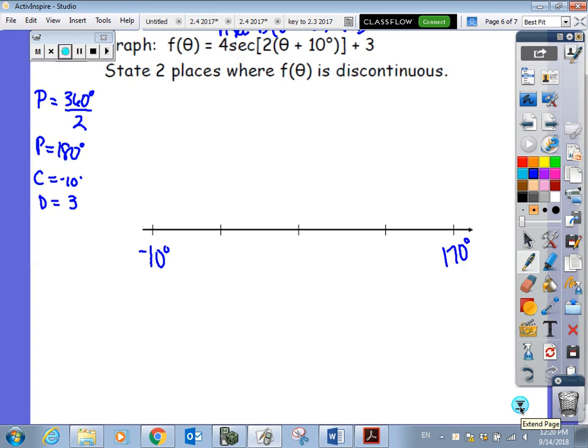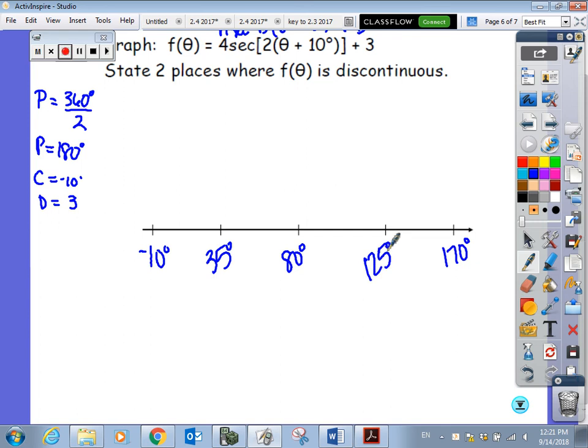Then to find all the midpoints, I add and divide by 2. So 160 divided by 2 is 80. 70 divided by 2 is 35 degrees. Don't forget your degree symbols. 250 divided by 2 is 125.